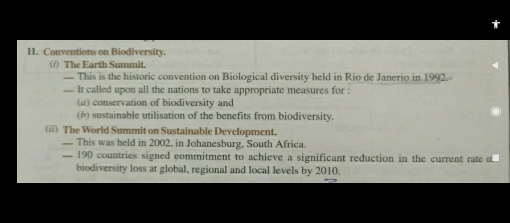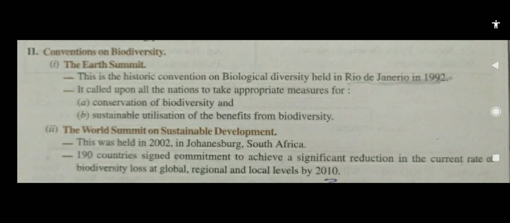When the Earth Summit was held in 1992 in Rio de Janeiro, it called on all nations to take appropriate measures for the conservation of biodiversity and the sustainable utilization of its benefits. Another is the World Summit on Sustainable Development. It was held in 2002 in Johannesburg in South Africa.